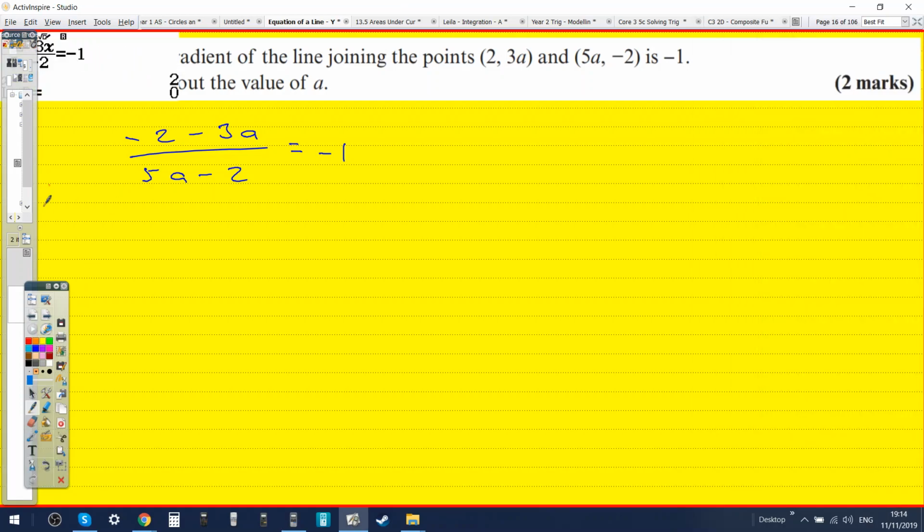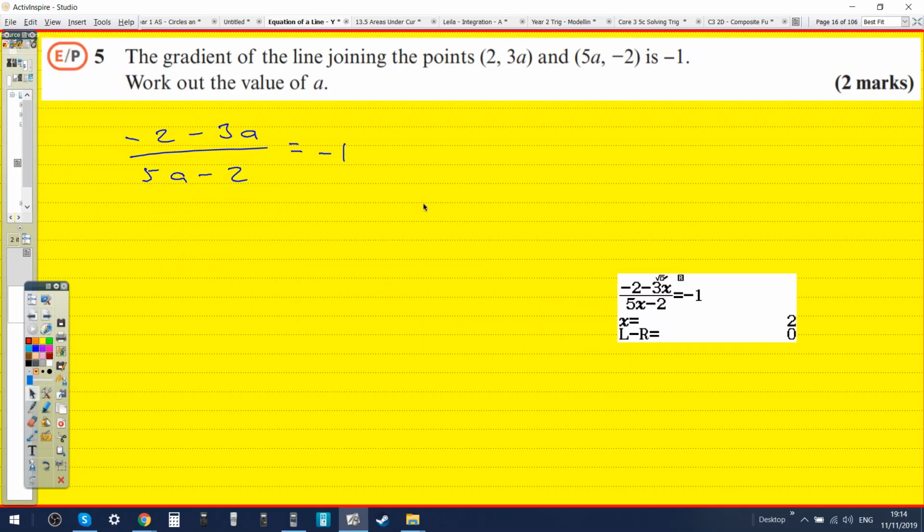So this question, how many marks is it worth? 2. Yeah. So this one is the method mark, and then a equals 2 is the accuracy mark. And so all the other stuff doesn't get you anything.